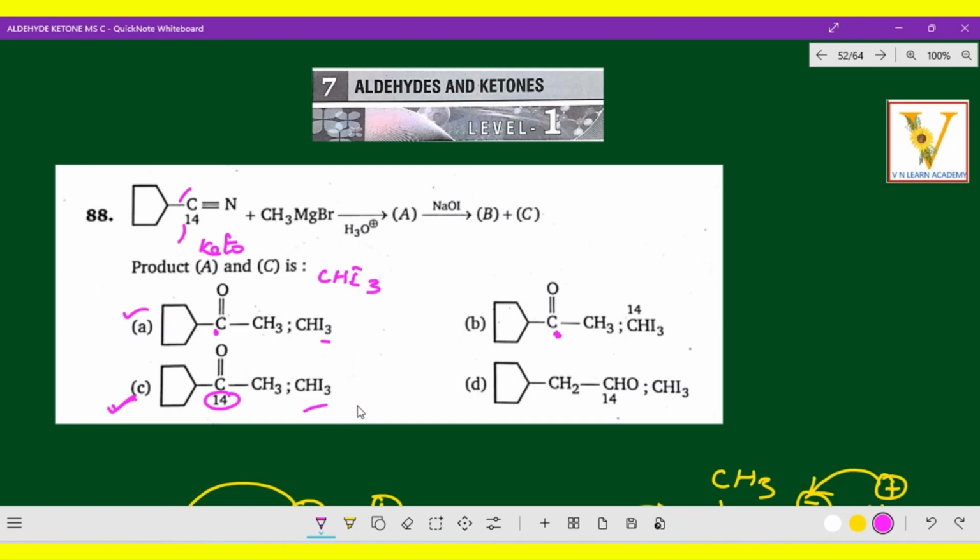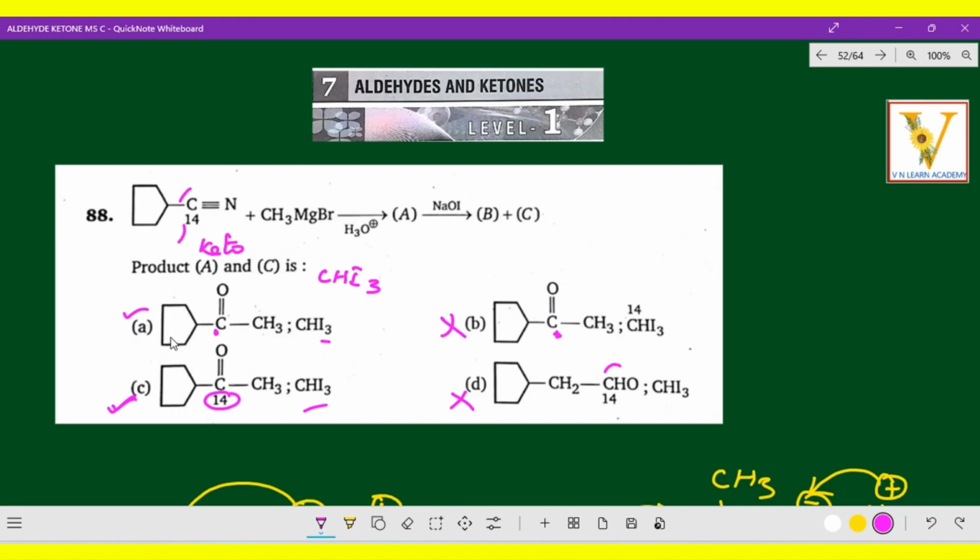Okay, this also is CHI3. And of course, CHO will not be coming. It is not possible at all. How come it is possible? A cyano group combined with methyl magnesium bromide gives a keto group only. So that is one more concept. So these two will not be the correct option.